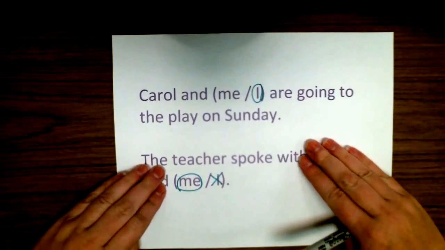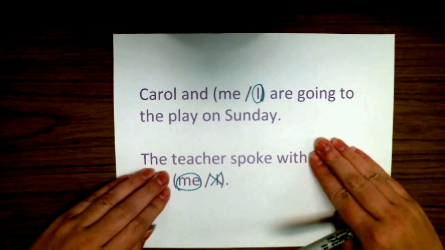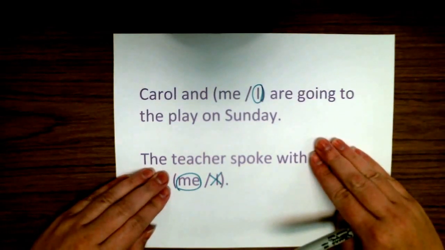And once again, getting rid of the other person in the sentence is the easiest way to see why that is. Okay? When in doubt, remove the other person and it will give you the correct answer every time.